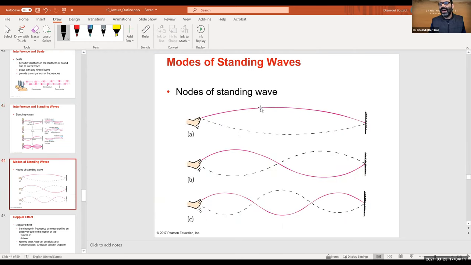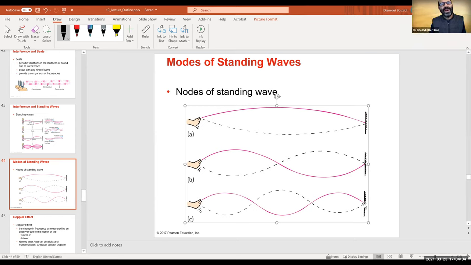So in this case, you have one antinode and two nodes. In this case, you have two antinodes and three nodes. This is one, two, and three. In this case, you have one node, where the string is not moving, basically, that is where the disturbance is created. And you have another node, that's two, and a third node, that's three, and a fourth node, that is four nodes.